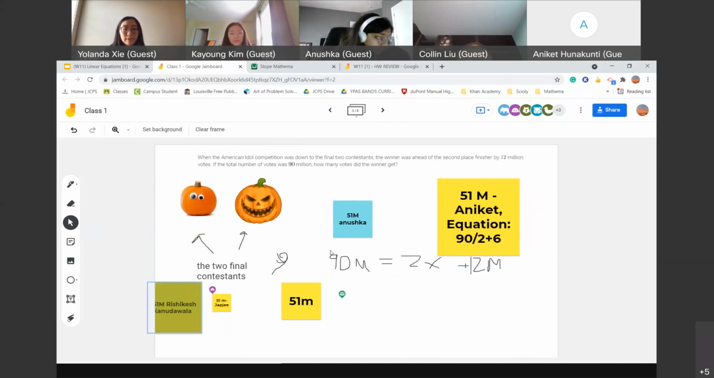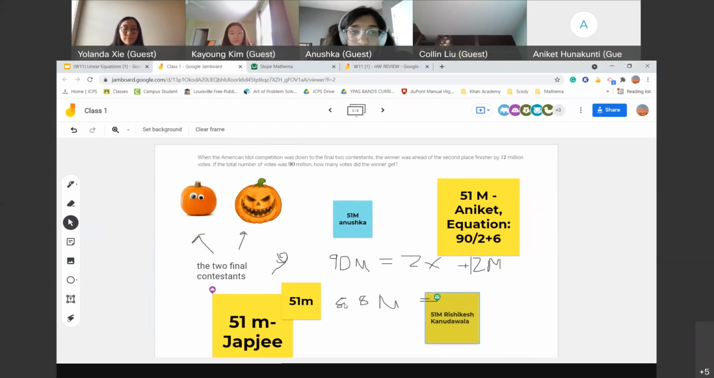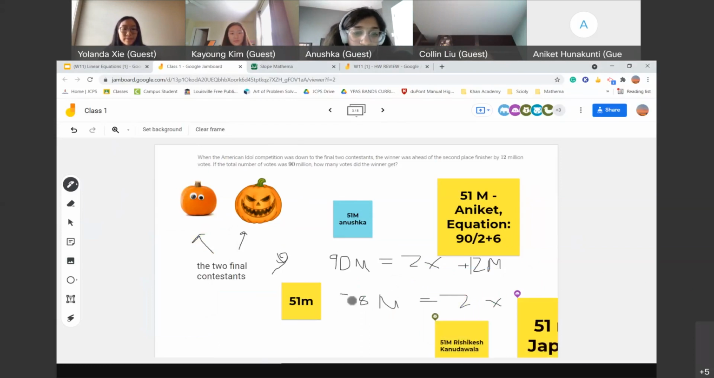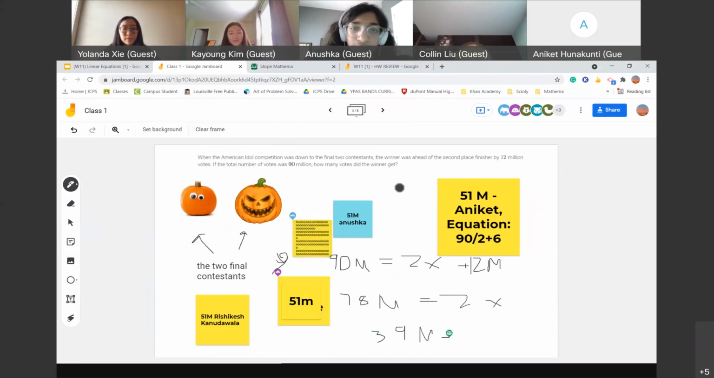Sorry, 78 million equals 2x. I was like, what's going on? And if you divide both sides by 2, then you get 39 million equals x. So remember, x is what the second place finisher got.